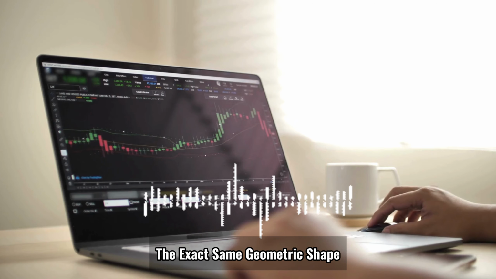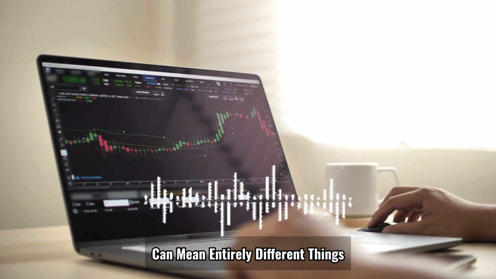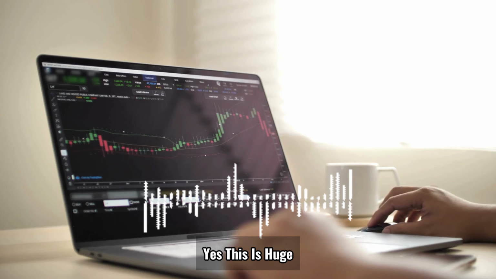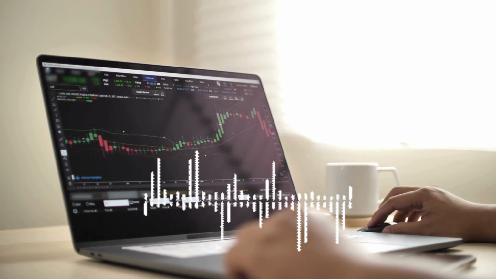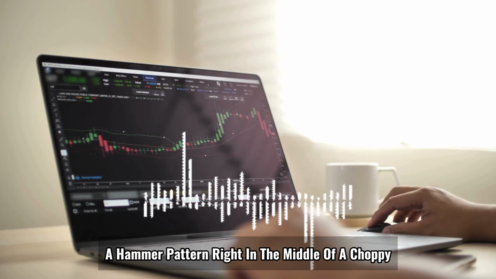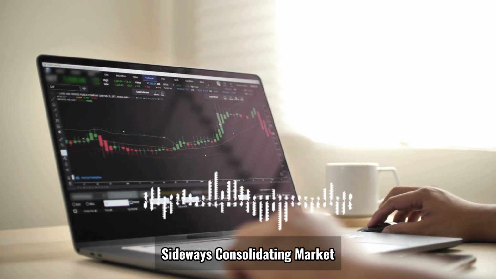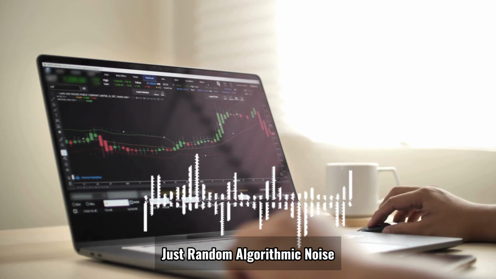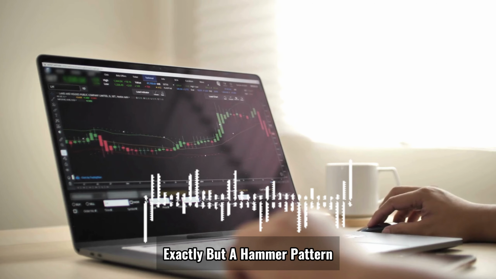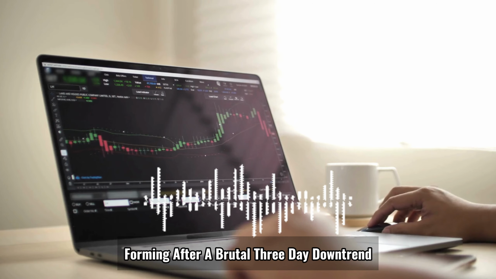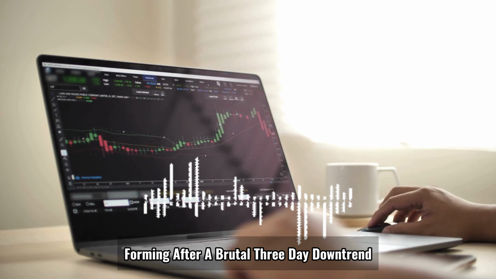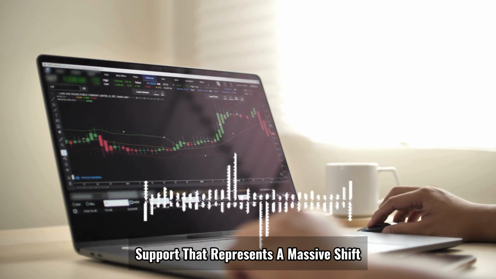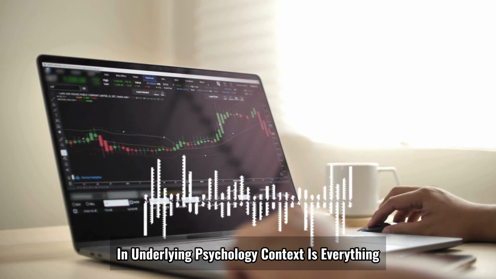The exact same geometric shape can mean entirely different things depending on where it appears on your chart. This is huge. A hammer pattern right in the middle of a choppy, sideways, consolidating market means absolutely nothing. Just random algorithmic noise? Exactly. But a hammer pattern forming after a brutal 3-day downtrend, right at a major historical level of support, represents a massive shift in underlying psychology.